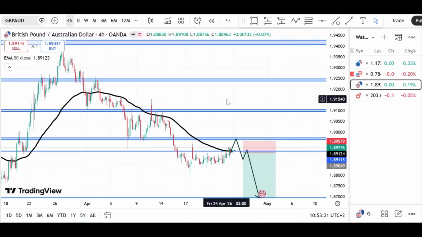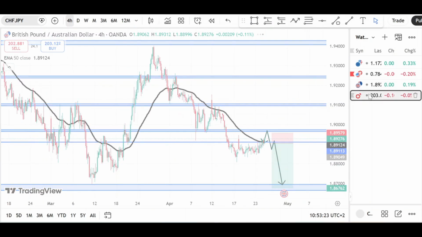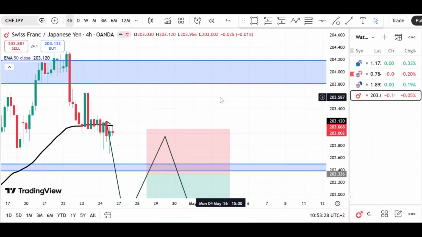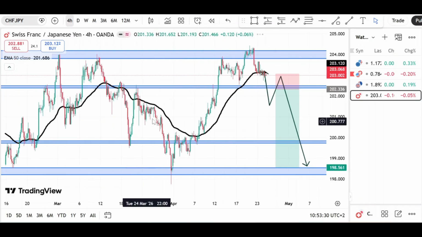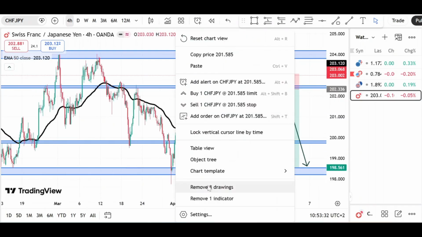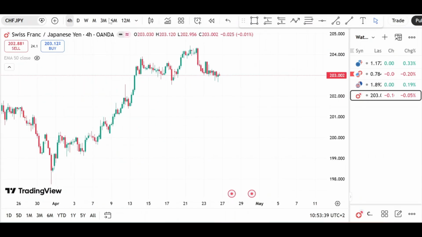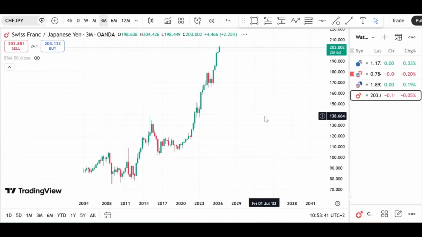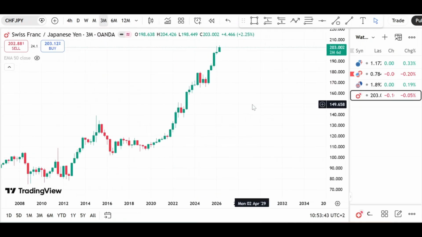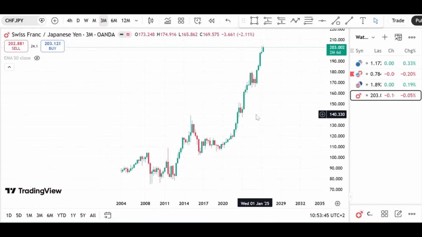Let's go back. Also, in CHF-JPY, as you can see, this is CHF-JPY. Why am I looking for a sale? Let me go to the higher time frame to see why I'm breaking down like this. Look, as you can see, the 3-month time frame is in an uptrend.